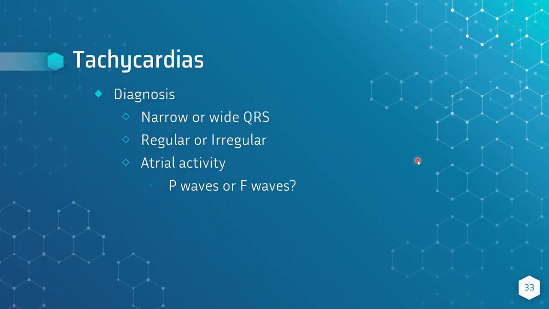Now getting into tachycardias, there are three things that, if you do them every single time, you'll get every single tachycardia right. Those three things involve looking at the QRS. One, is it narrow or wide? Then the R to R, is it regular or irregular? And then what's the atrium doing? So P waves or F waves. F waves are going to be related to atrial flutter, compared to a normal P wave that actually comes from the atrium itself.